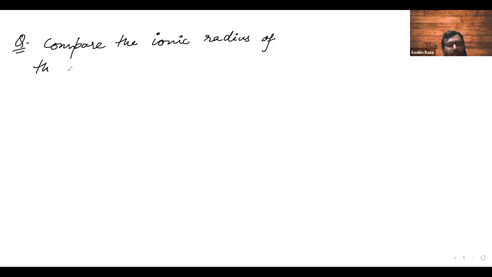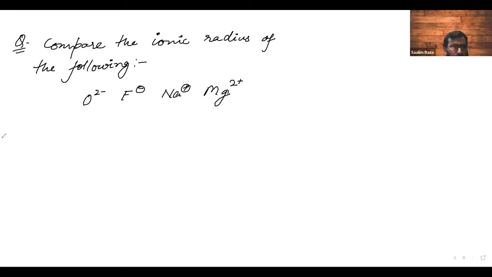Now write a question. The question is, compare the ionic radius of the following: O2 negative, F negative, Na positive, Mg2 positive. Now tell me the answer.